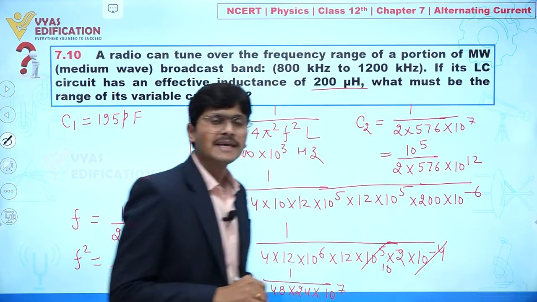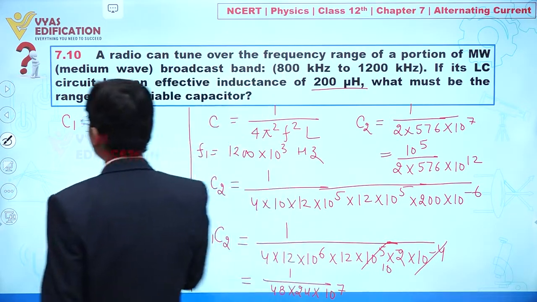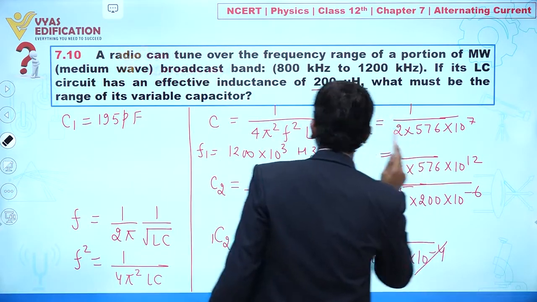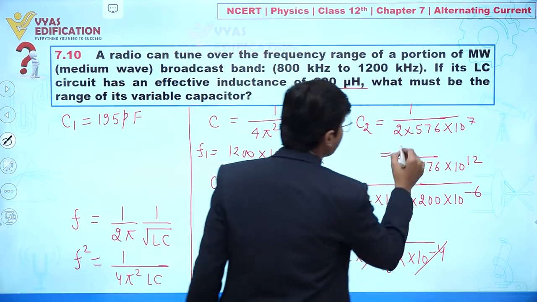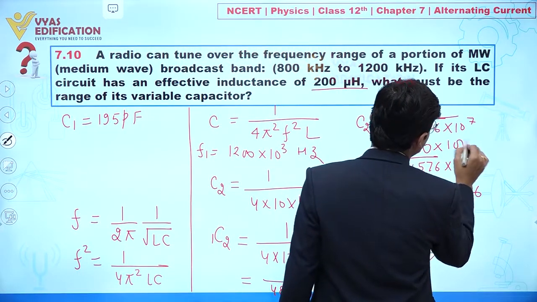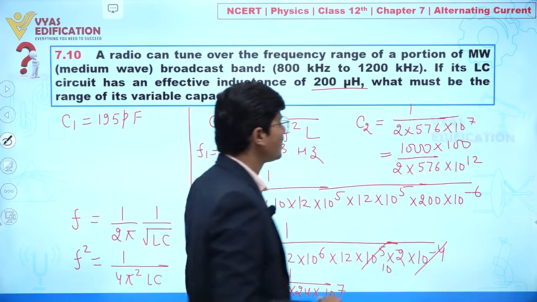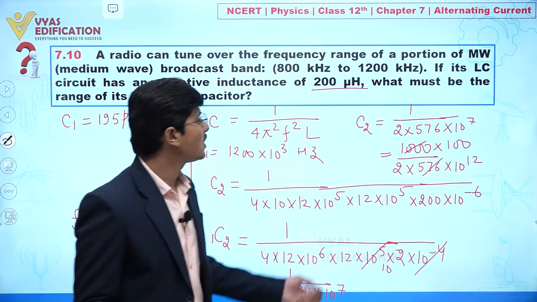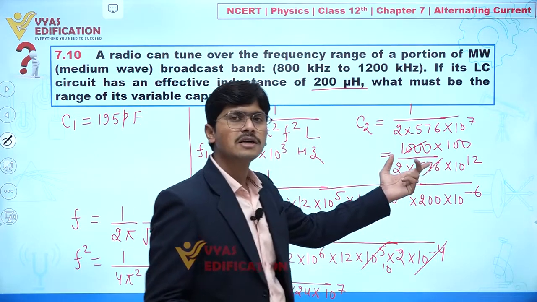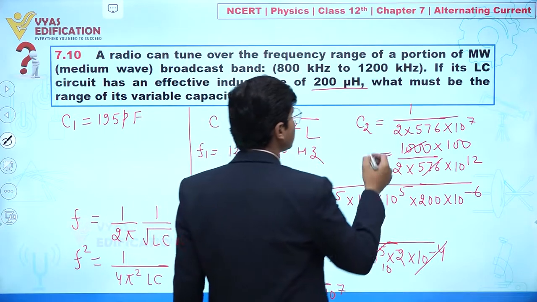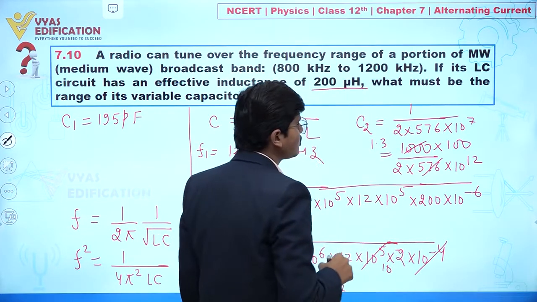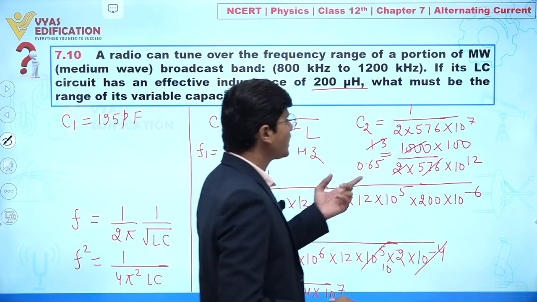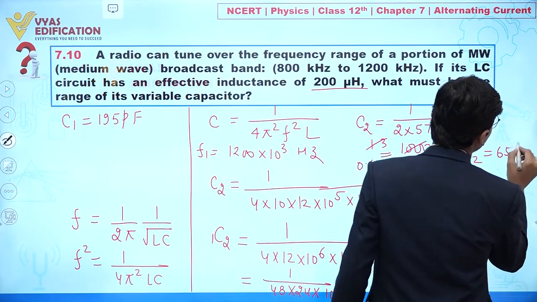Now I can break 10 to the power 5 into 2 terms. Instead of 10 to the power 5, this is equal to 1000 multiplied with 100. So now we can say this is equal to what? Near about, definitely this is not 2, so let's suppose this is near about 600. So 600 means we will get 1.33, so I am saying this is near about 1.3. So we can say this is equal to 0.65. Clear? So now we are getting 65 picofarad.